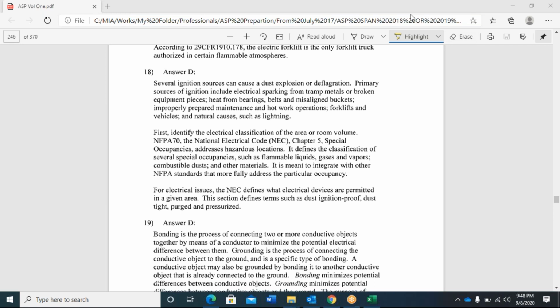The explanation is too elaborated, but something is such as lightning. So what does it mean? In the first paragraph, prepared maintenance hardware for four-liter vehicles and natural causes such as lightning. So lightning is an ignition source, okay.